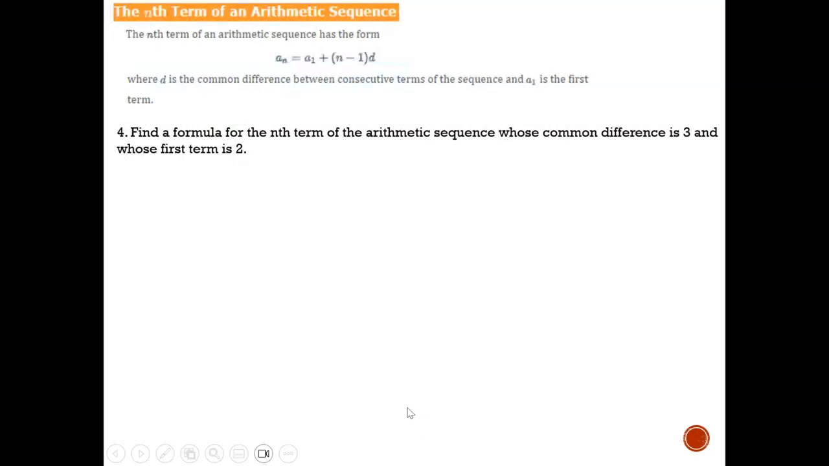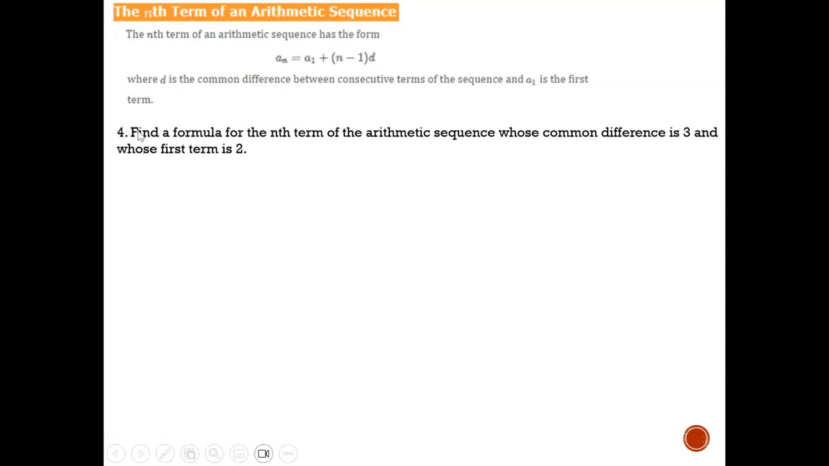Okay, now this is from 9.2. We're trying to find the nth term of an arithmetic sequence. Hey guys, this is the formula that we use for the nth term of an arithmetic sequence, which means we need to find A1 and D, which is the difference. Once you find those 2 components, you can come up with a formula.